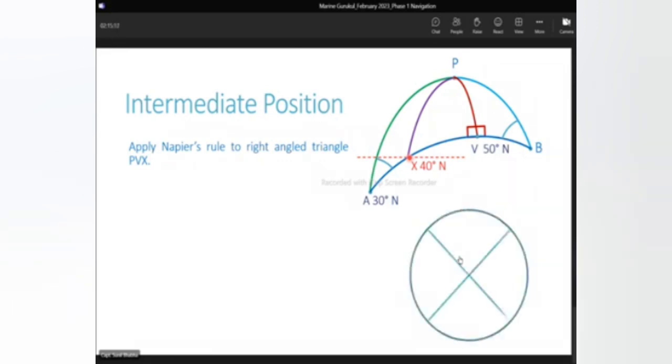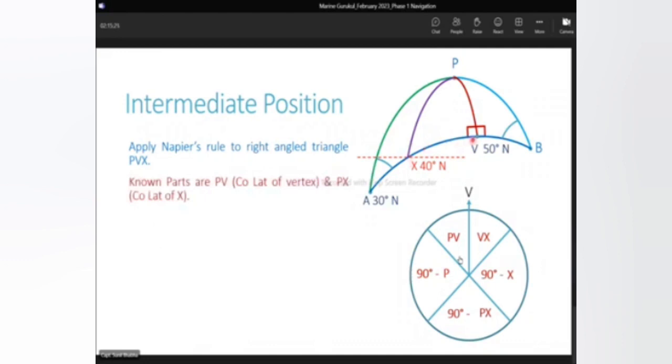So let's make the cartwheel. We have the parts coming up. The cartwheel is filled up. Now in this triangle, the known parts are side Papa Victor. Papa Victor is the colat of the vertex which has been obtained. So we know side Papa Victor. So let's put a green tick mark here.